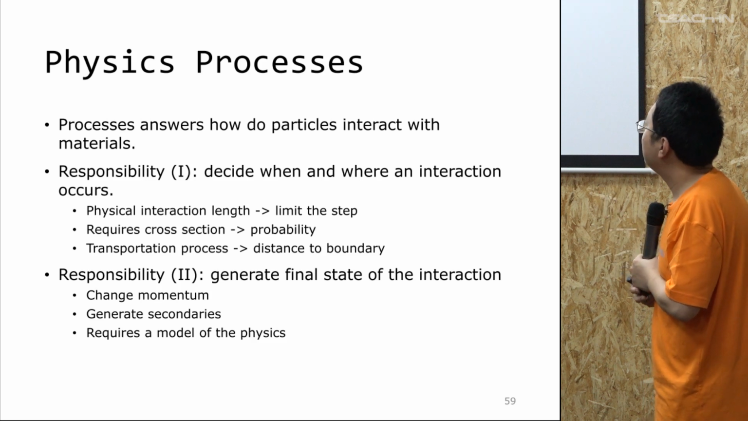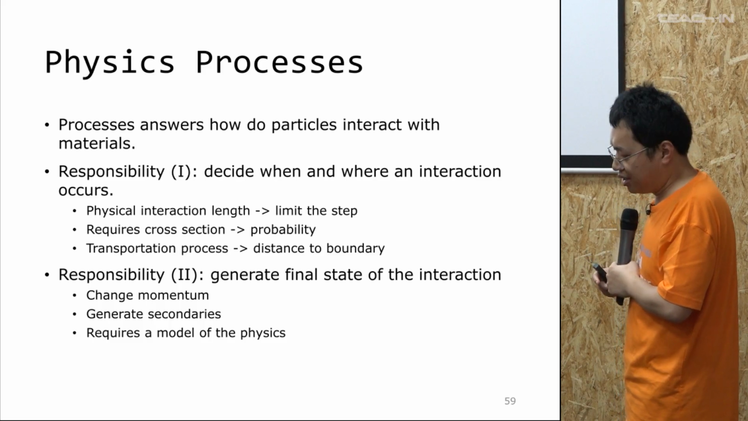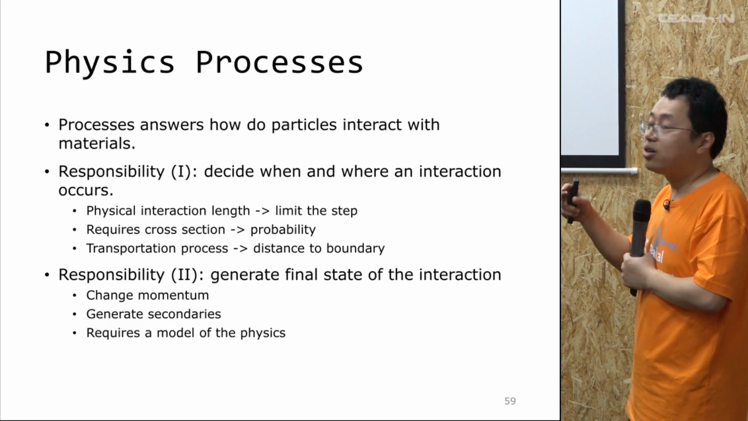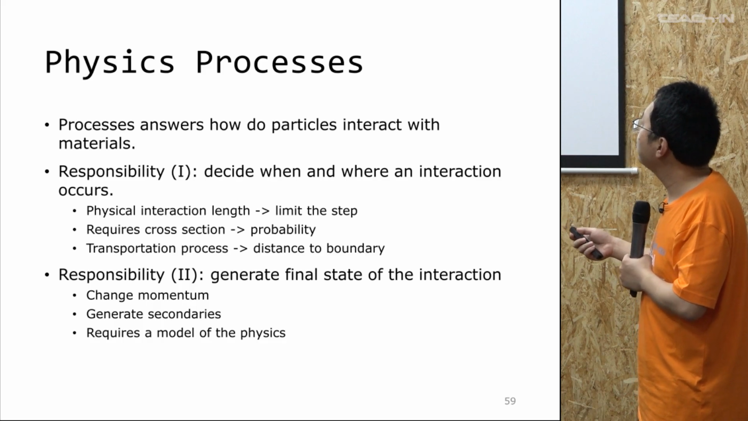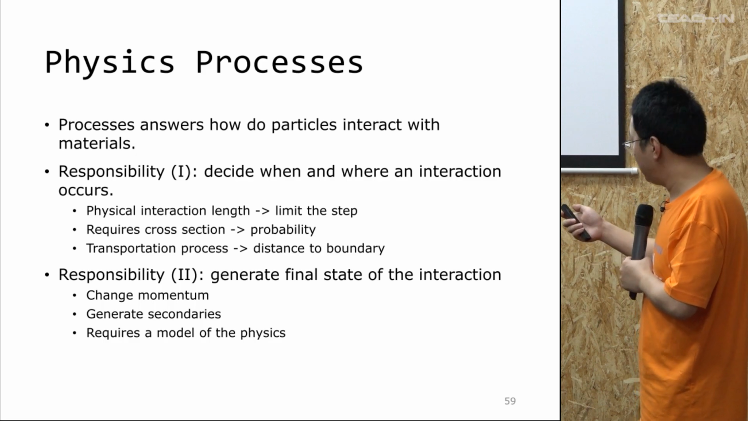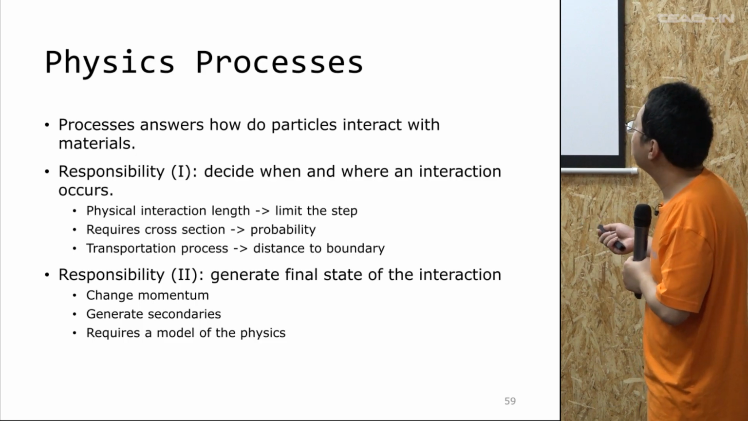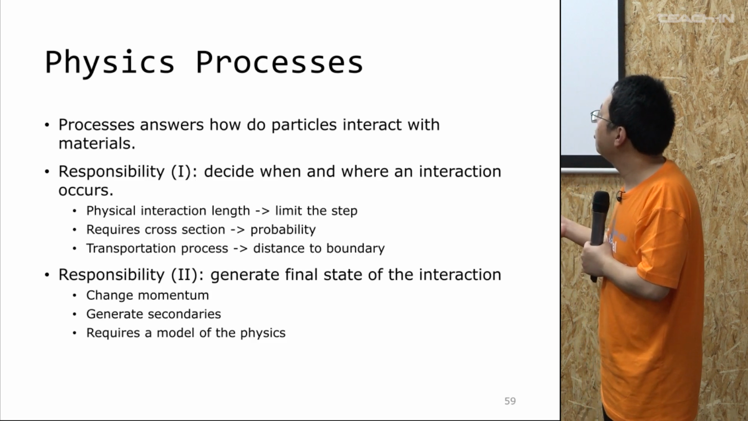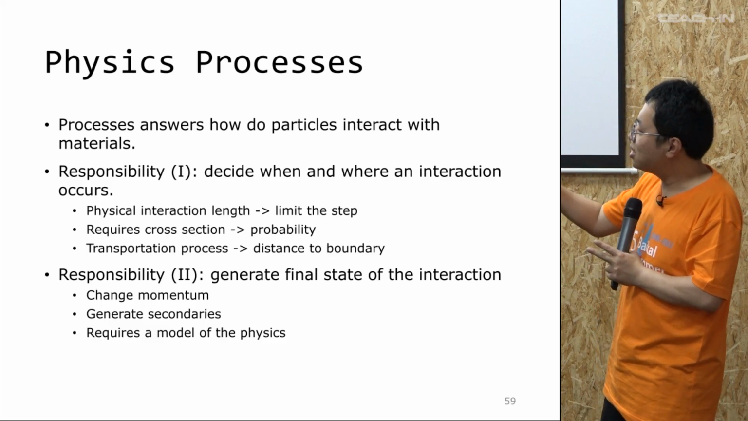Okay, then let me move to the physics. Here the physics helps you answer how a particle interacts with the material. There are two responsibilities of the physics process. First, it is used to decide when and where an interaction occurs. For example, in Geant4, there is a so-called physical interaction length, which is used to limit the step size.